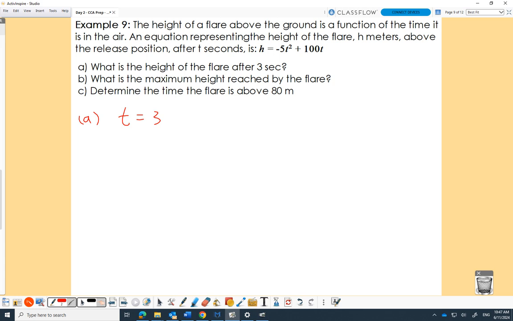So, therefore, h equals negative 5 times 3 squared plus 100 times 3, negative 45 plus 300. h equals 255. Wow. That is up there. Did anyone punch in their calculator? Double check Mr. Todd's math.